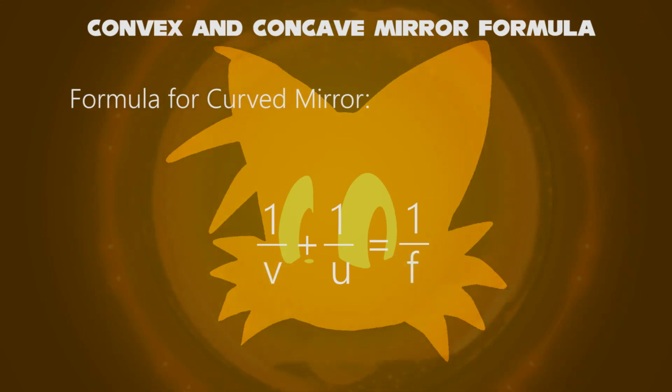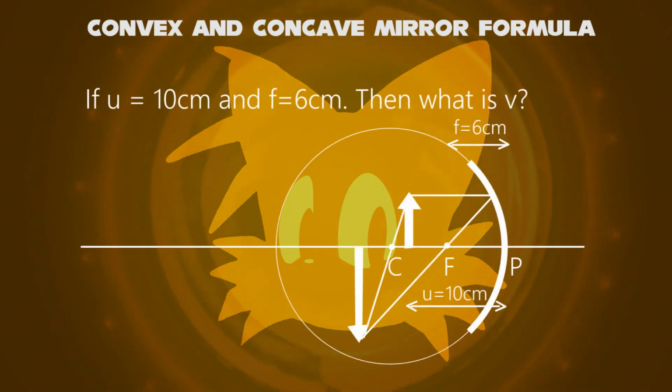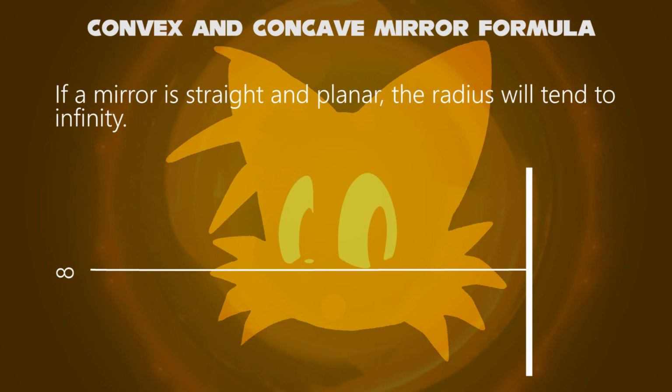For example, making a demo to find an unknown value. If the distance of the object from the mirror, say U, is 10 centimeters and focus, say F, be 6 centimeters, find out the distance of the image from the mirror. When you solve, you get the value V as 0.067 centimeters. Easy to find out.